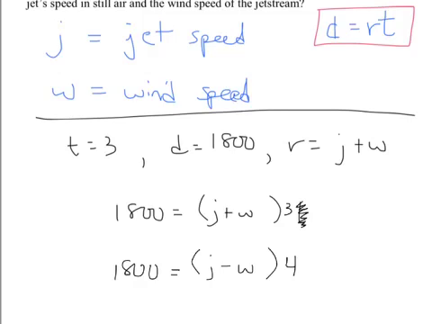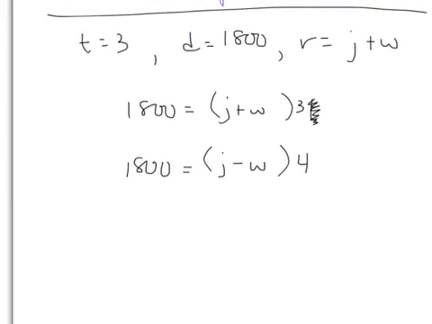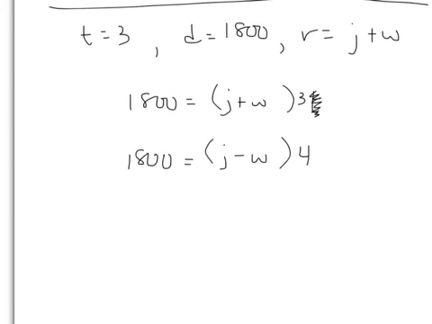It might be useful for you to solve and divide by 3 and divide by 4 and get the J plus W and J minus W by themselves. Okay? And you'll see what I mean when you do that. So I would recommend doing that right away. So divide by the 3 and the 4 actually. Instead of distributing. Don't distribute the 3 and the 4. Just divide by 3 in the first one, divide by 4 in the second one.